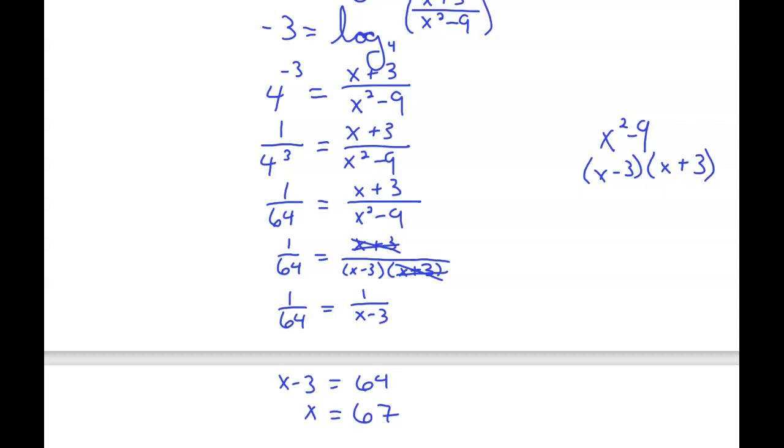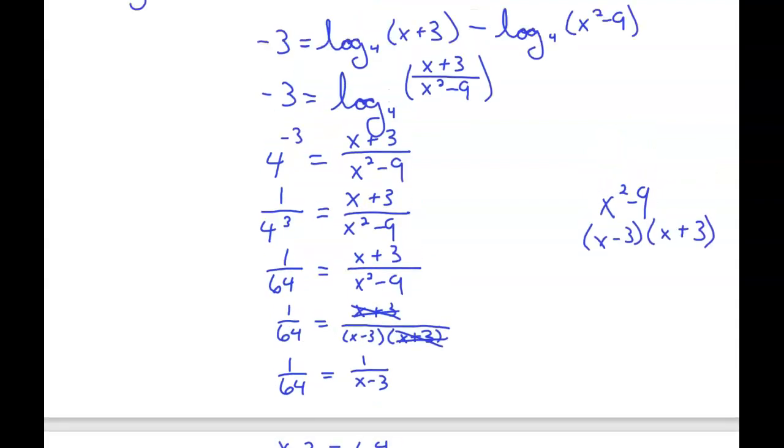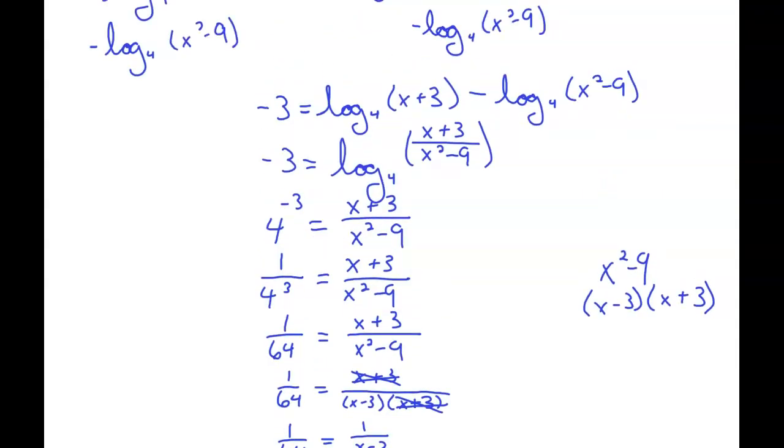So if you have something like this, see if it'll divide out if you can. And then whenever you take the 67 up here, 67 plus 3 is 70. 67 squared minus 9 is definitely going to be a positive number. Again, make sure that you're checking those solutions in your arguments.